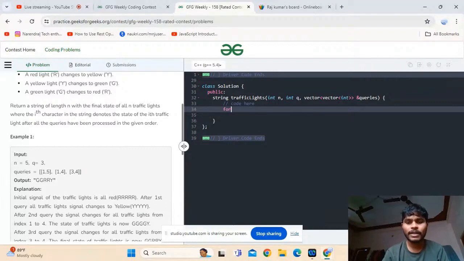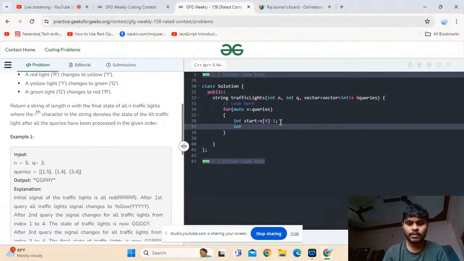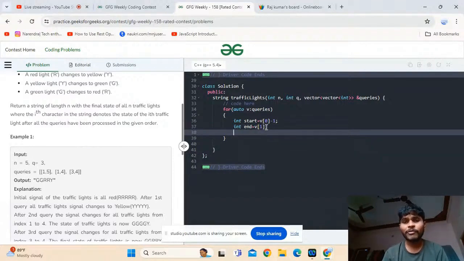Here guys, for auto v in queries, since it is all a vector, int start, we have to take one based indexing. Int start is equal to v of 0 minus 1, int end is equal to v of 1. Why I am not doing v of 1 minus 1 here, I will tell you.